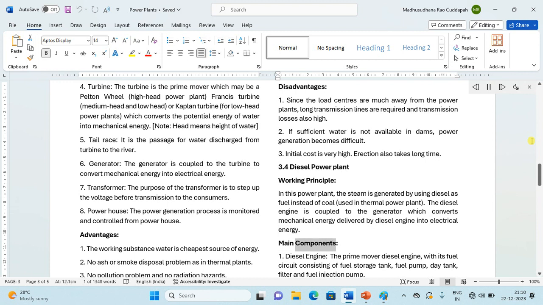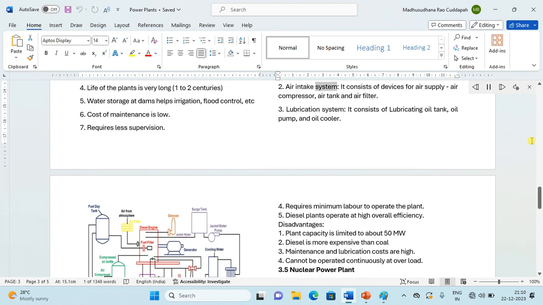Main components. 1. Diesel engine, the prime mover diesel engine, with its fuel circuit consisting of fuel storage tank, fuel pump, day tank, filter and fuel injection pump. 2. Air intake system, it consists of devices for air supply, air compressor, air tank and air filter. 3. Lubrication system, it consists of lubricating oil tank, oil pump, and oil cooler.